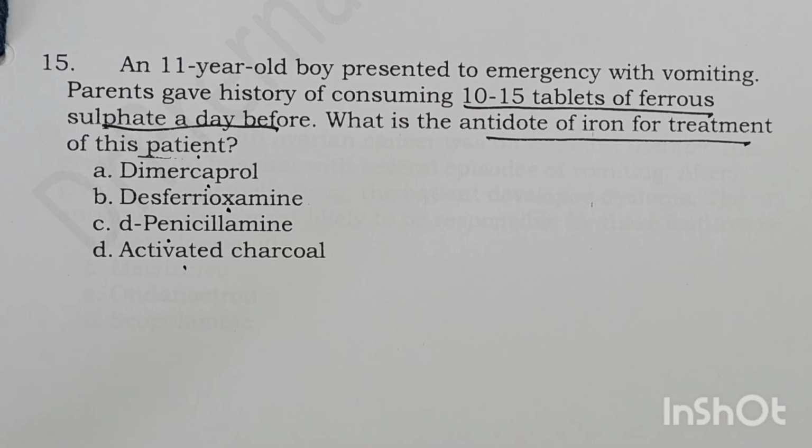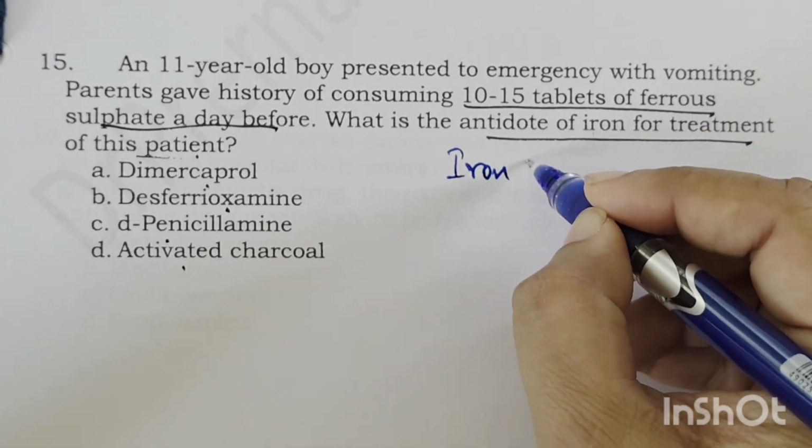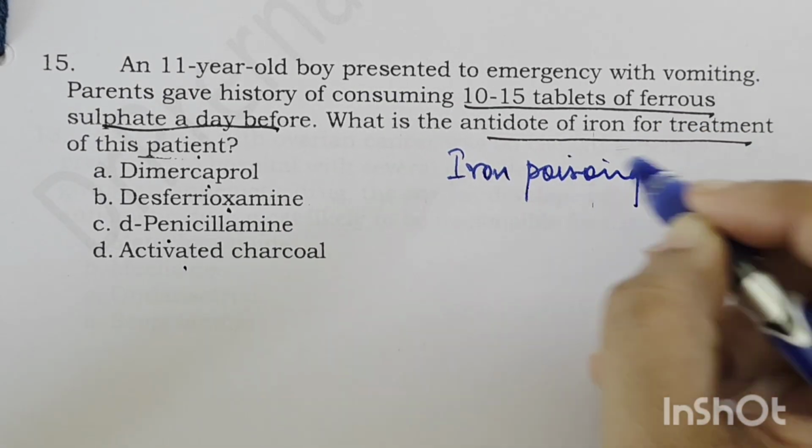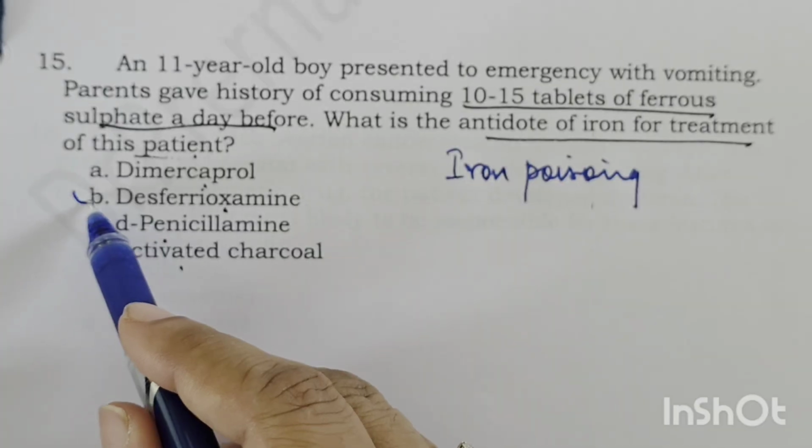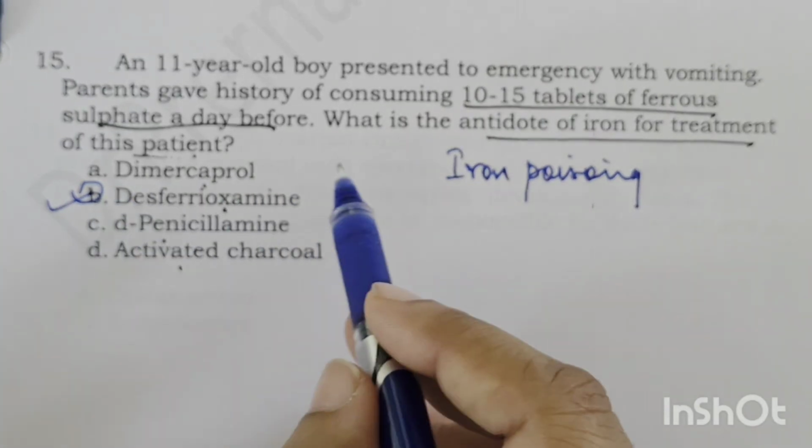So this clearly is a case of iron poisoning. And so now what is the iron poisoning antidote? So antidote used in iron poisoning is desferrioxamine. It is basically acute iron poisoning.